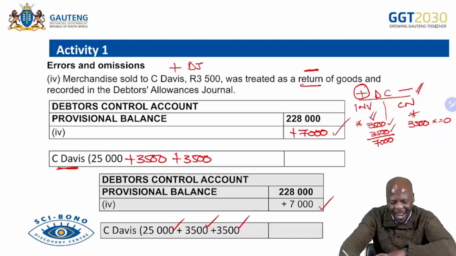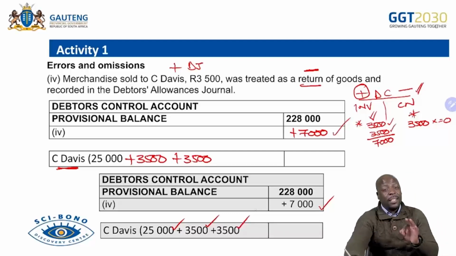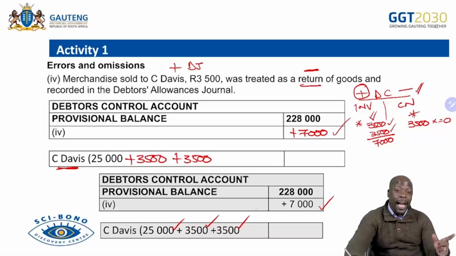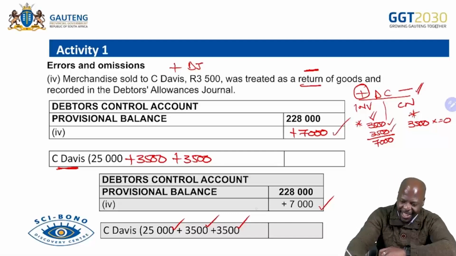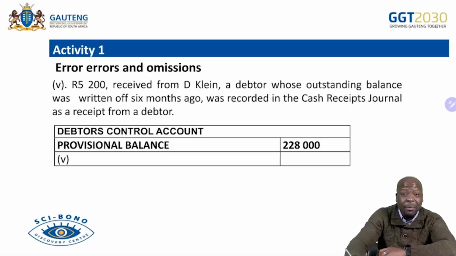Beautiful. All right. Please, let me reiterate on this. It is very important that when an amount is recorded on the wrong side, you correct it by putting it on the right side. But how many times, guys? Twice. You need to put it twice. Let's see what error number 5 has to say. Error number 5.